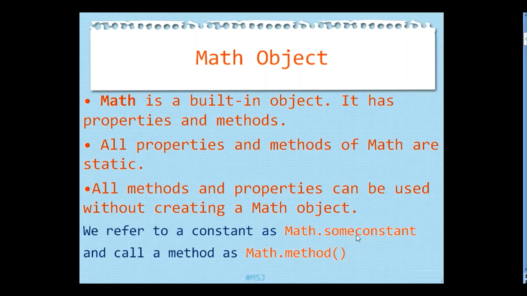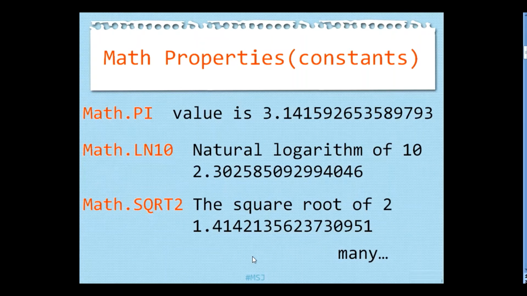And along with the properties we also have methods. Those methods can be accessed like this: Math dot method. Remember, this M should be a capital letter. Now there are many properties in the Math object. Here we are going to look at only three properties. So Math.PI, this value is 3.1415, something like this. There is one more property called Math.LN10, the natural logarithm of 10.